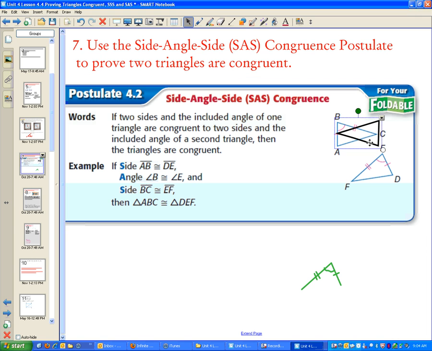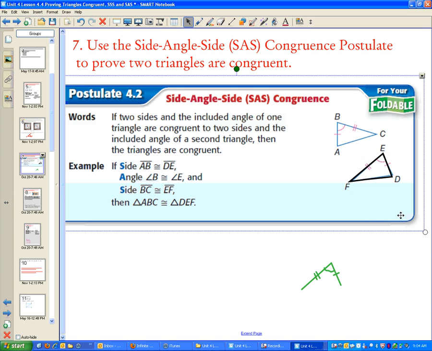Come on. There, got it. Almost. Ta-da. Okay? So it really works. All we knew were two sides and an included angle, congruent to two sides and the included angle.